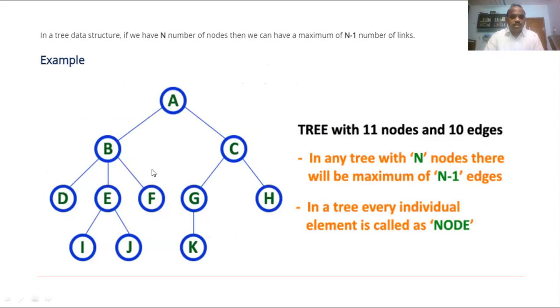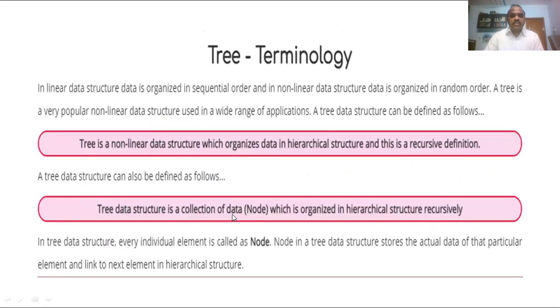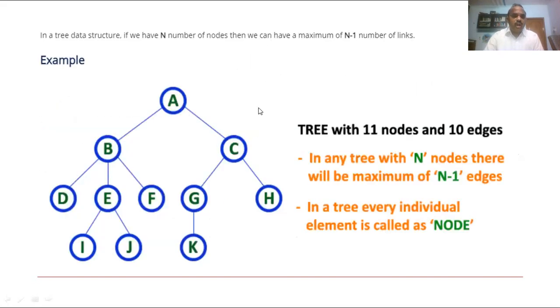Those nodes are placed into a hierarchical form. For example, this is a tree, and this is the hierarchical form. This is called a node. This is also called a node. These are all the nodes. Clear? But here it is a hierarchical form. So what is the definition? A tree data structure is a collection of data which is organized in a hierarchical structure recursively.